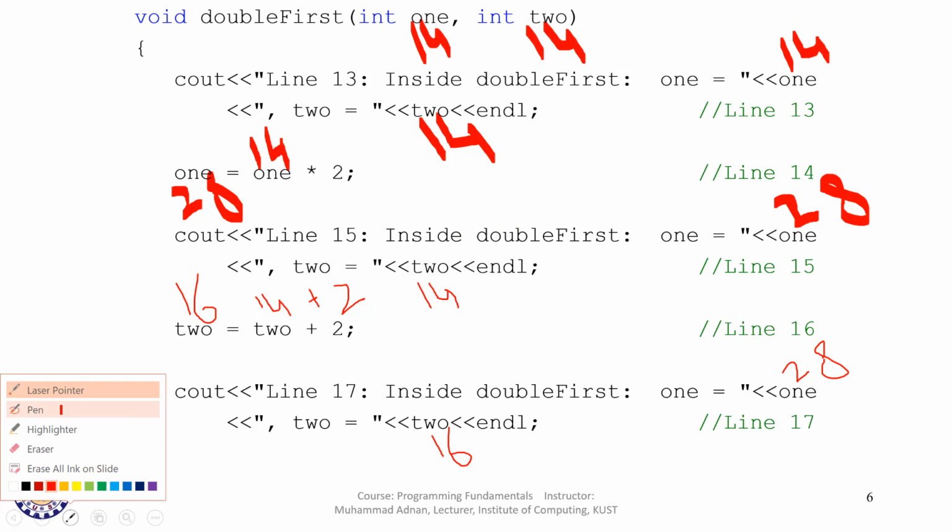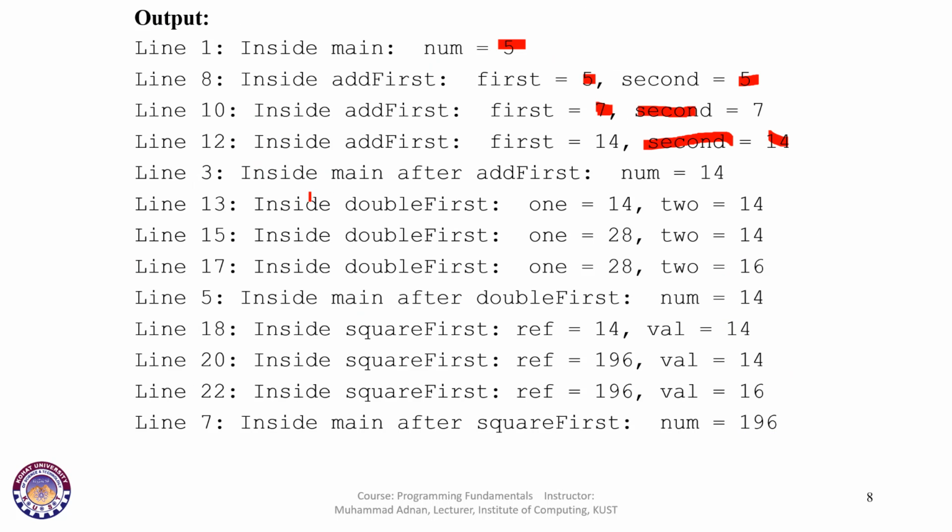Okay, so with that let me check the output. Here inside the main, the num value was 14, which is correct. Inside double first, initially we get 14 for 1 and 14 for 2, and then we multiplied 14 by 2, so the value of 1 gets changed, and this change is only reflected in variable 1, whereas 2 and num are unaffected, so 2 still has the value of 14. But later on we add 2 to the value of 2, and 14 plus 2 makes 16, and 1 is still unaffected. Then, because call by value was made, inside main after double first, num still has the value of 14 because we only make a copy of num. The address of num was not passed to the function.